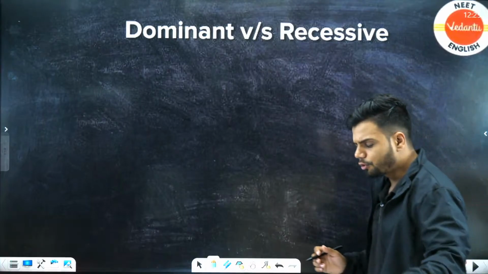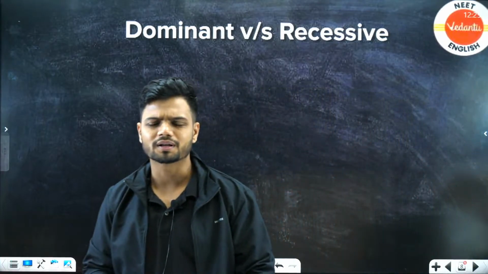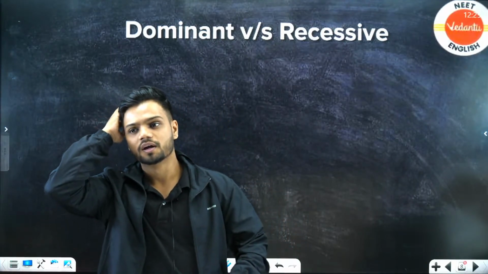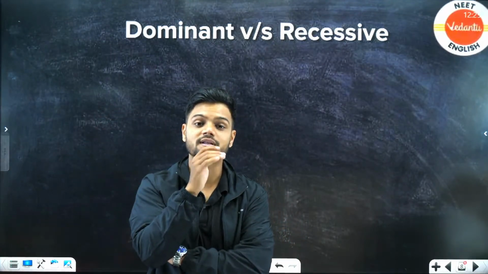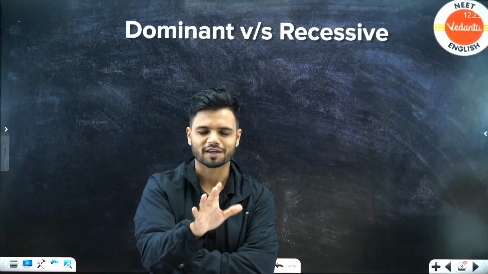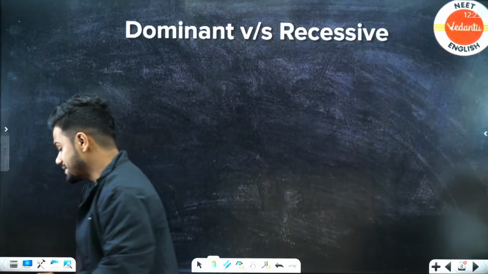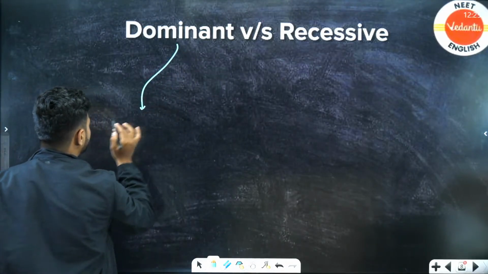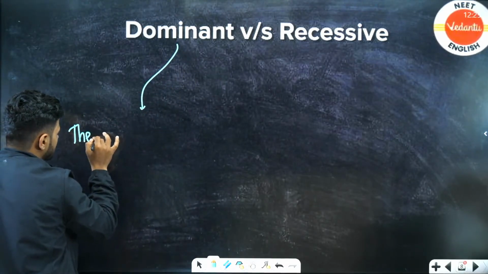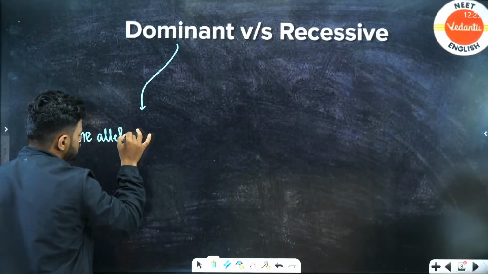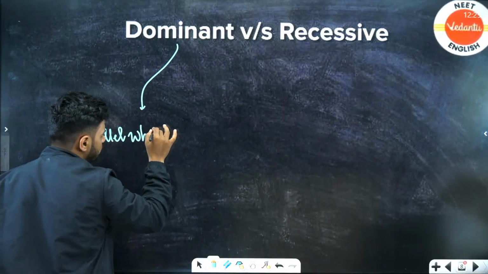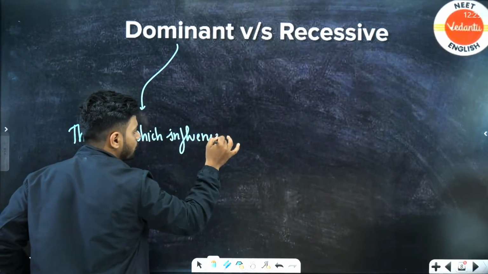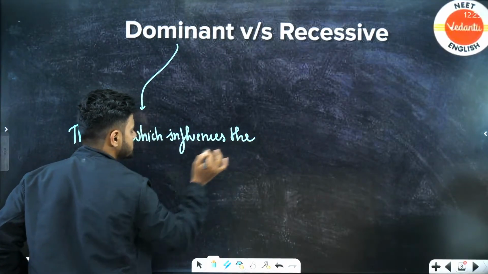Now, I spoke about dominant and I spoke about recessive. Now, what is this dominant and what is this recessive? Very simple again. Dominant is basically the allele which influences the phenotype.